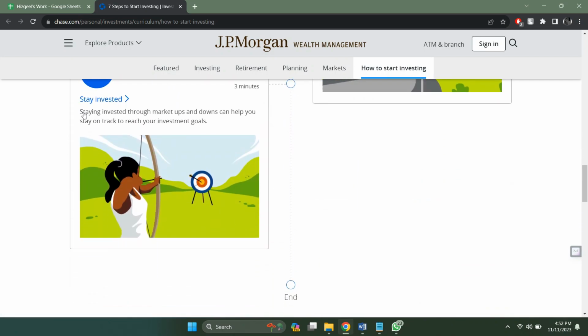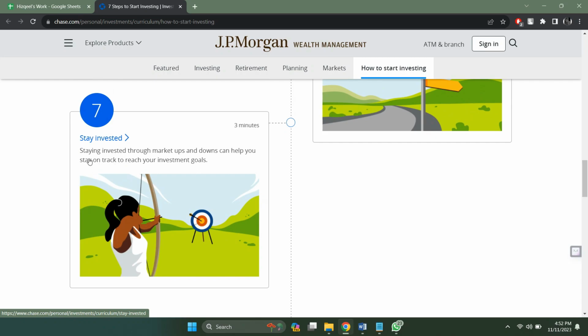Step 7. Stay invested. Staying invested through market ups and downs can help you stay on the track to reach your investment goals. That's how you can invest with Chase Bank.